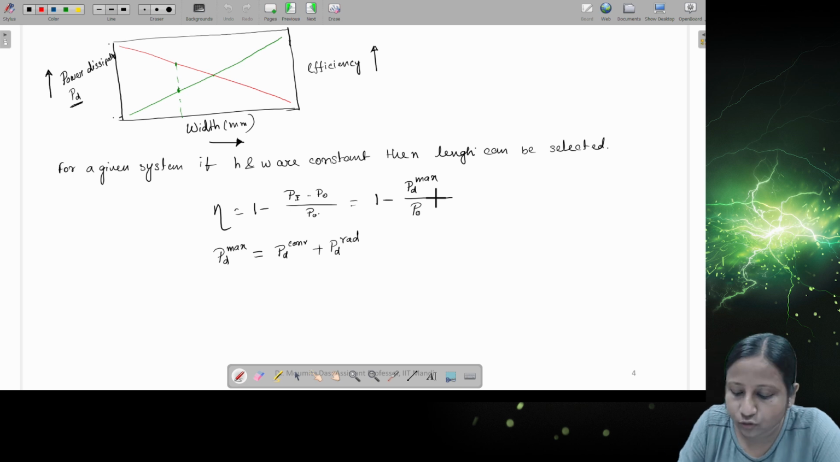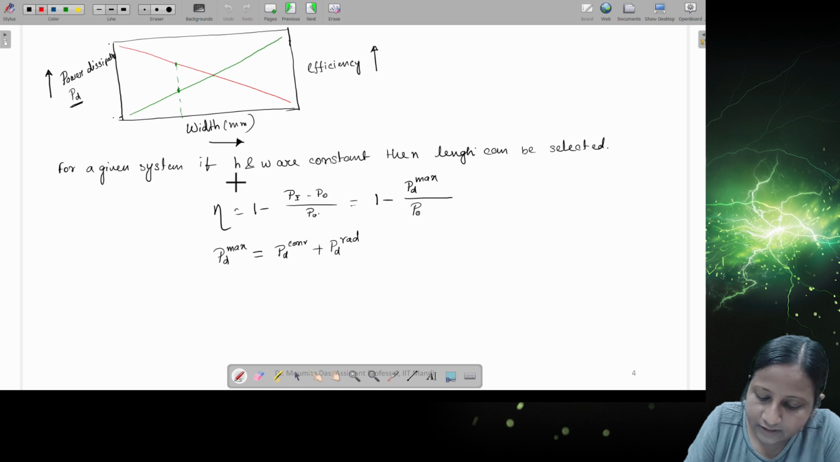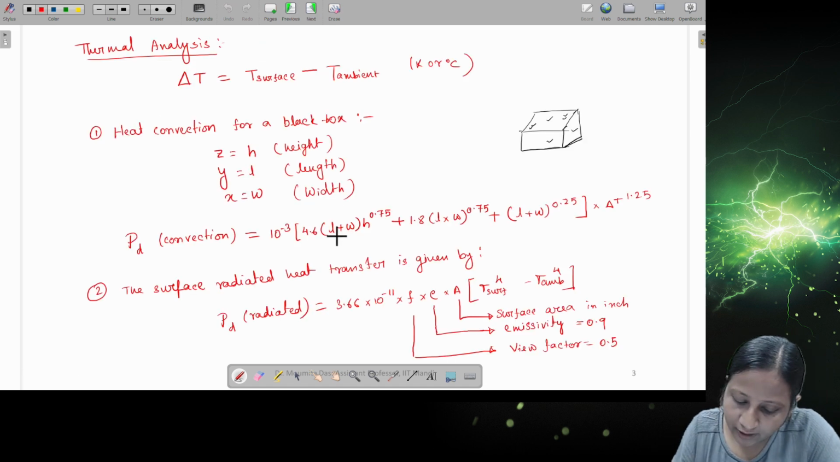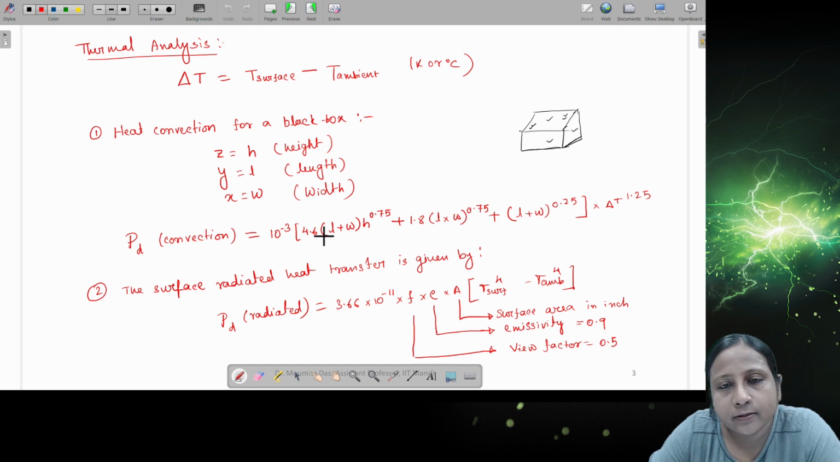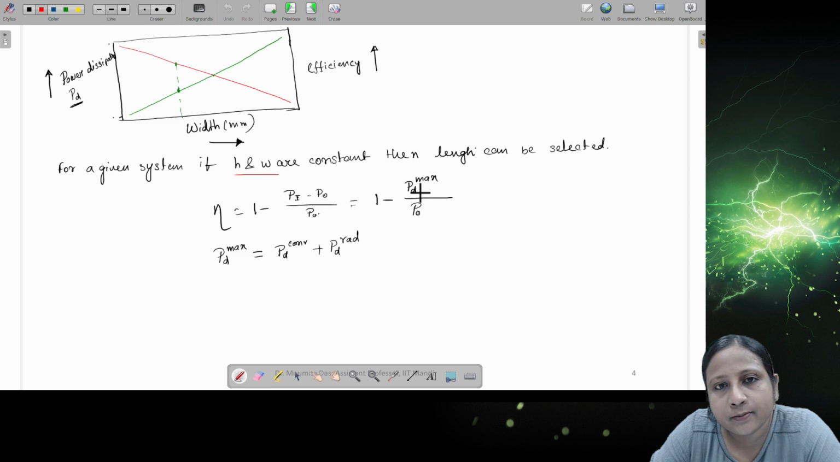If everything is constant, then we cannot do anything. But if two parameters are constant, as you can see from here, height and width, and we change the length, then PD convection can be variable. If PD convection is variable, then PD maximum is also variable, and accordingly the efficiency can be adjusted. That is how we can see what the power density and the efficiency in the system will be. So we can modify these different parameters and accordingly optimize the power density of the system.